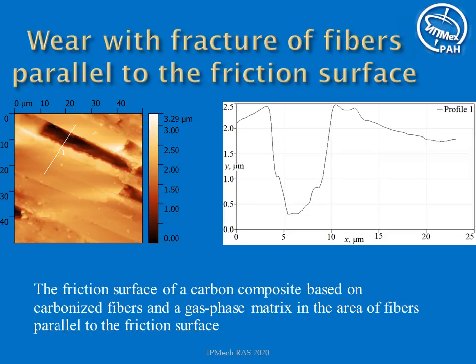This slide also shows the surface area of the composite with fibers combined in a bundle lying parallel to the friction surface. However, fiber spalling occurs in this area after the fiber reaches a certain wear stage. This generally accelerates the total average wear of the material.